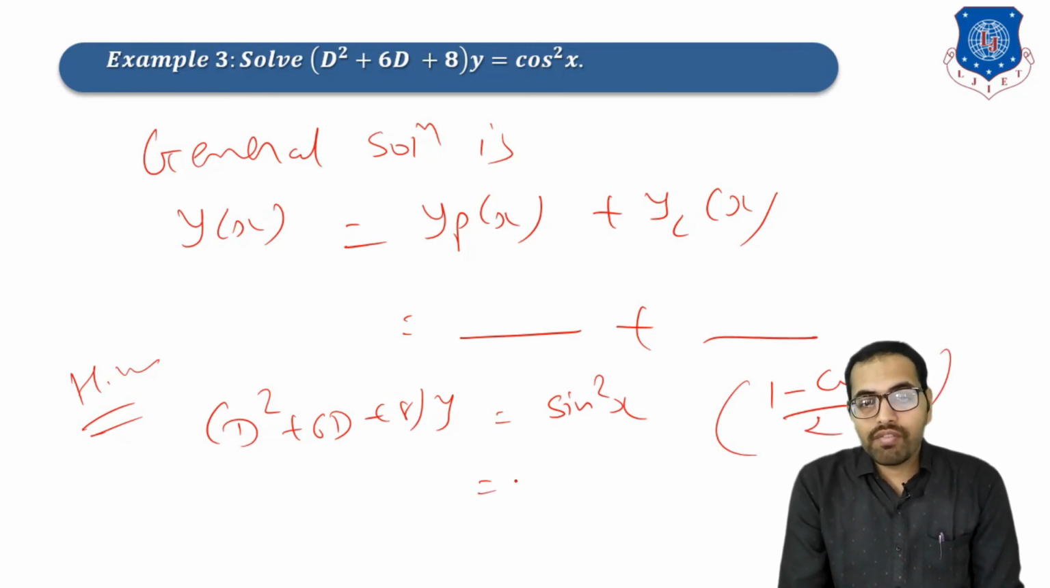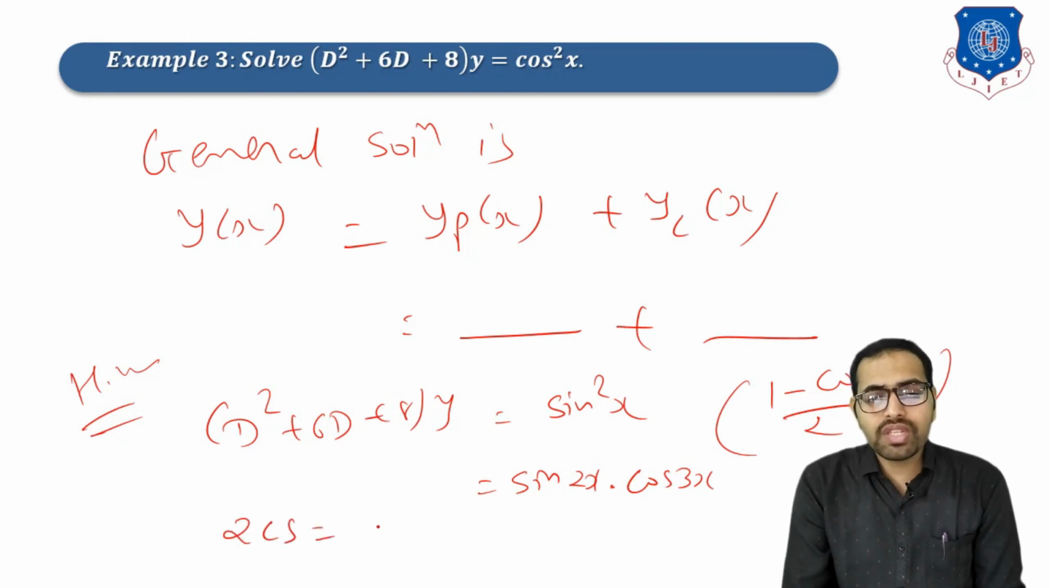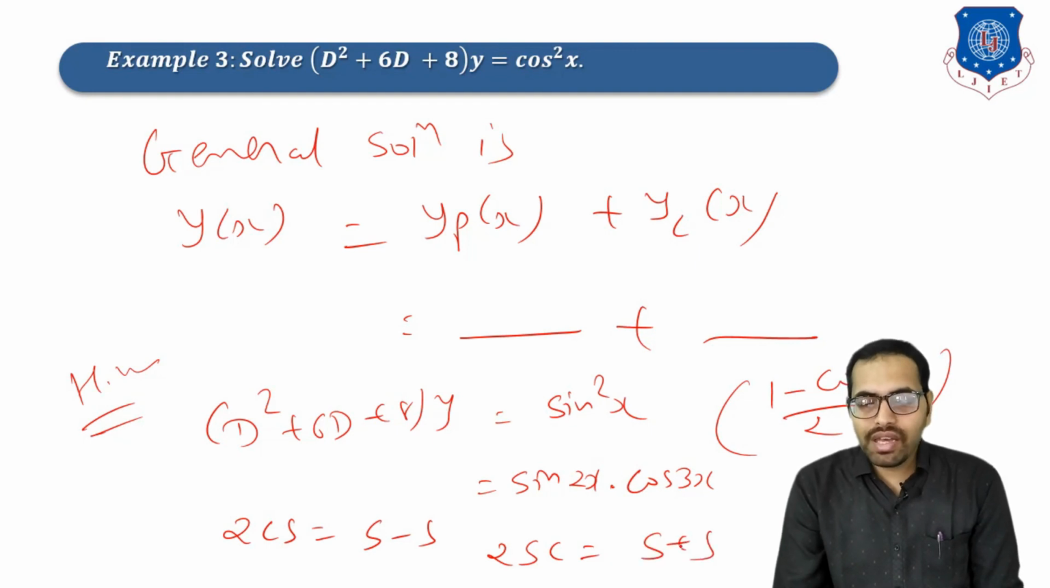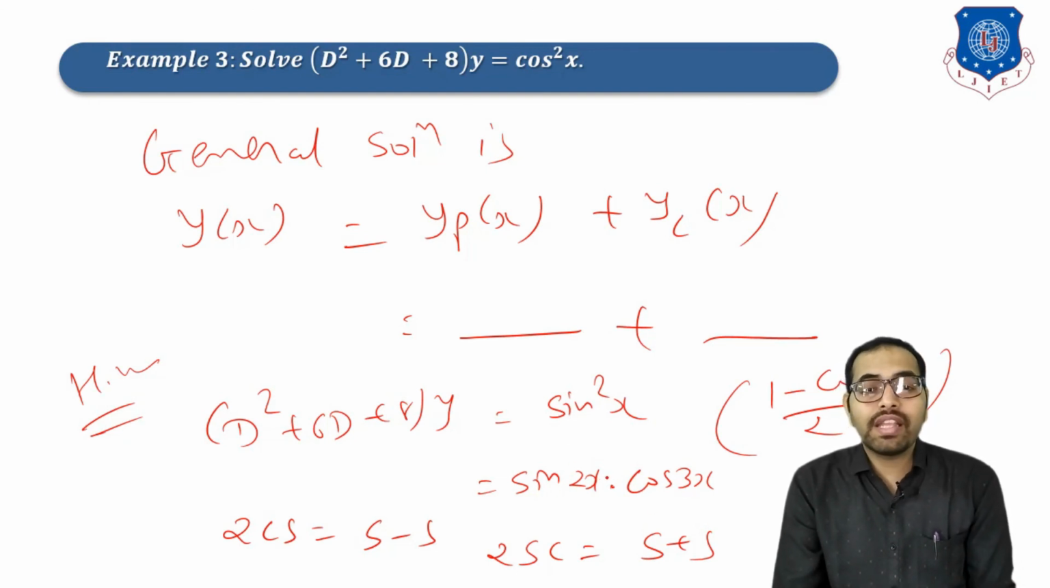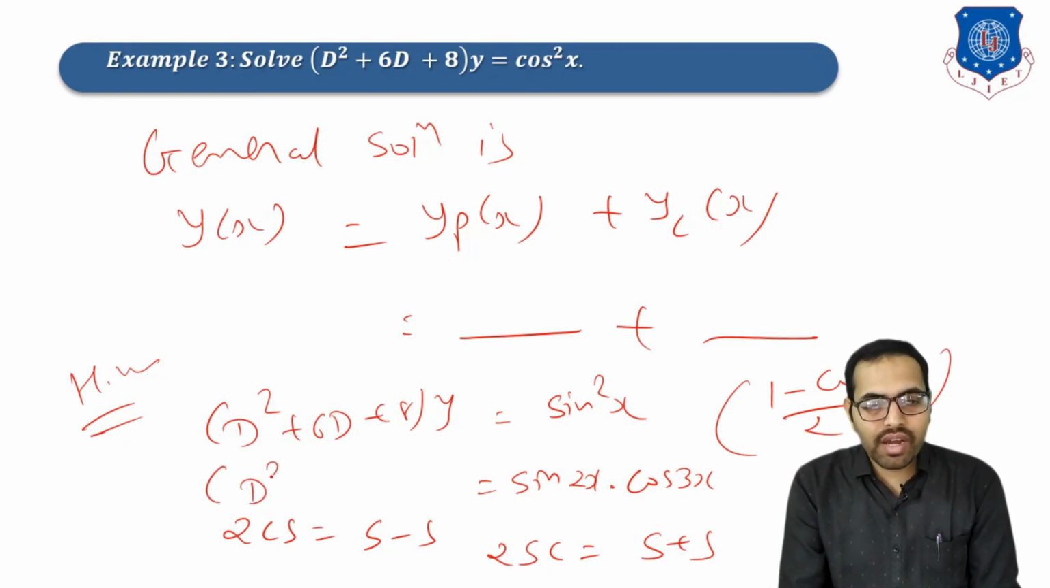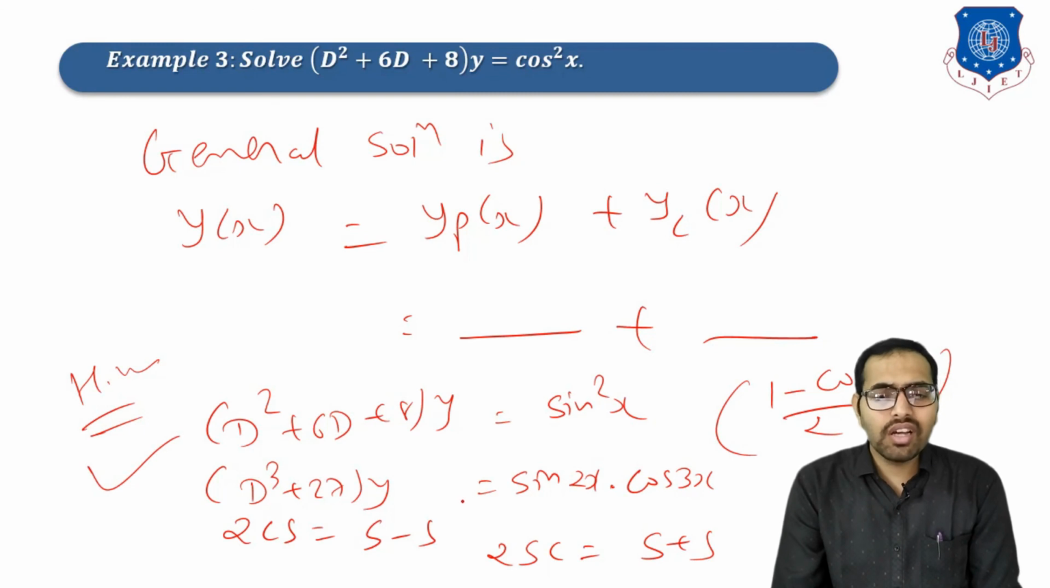Suppose here we have the function sin 2x into cos 3x. Then what do we have to do? We cannot apply it as a product form. Then we have the formula 2 cos A sin B equal to sin A minus sin B, or 2 sin A cos B equal to sin A plus sin B. Then according to that formula, we can simplify that term and find the yc and yp. You can try yourself. Here D cube plus 27 of y is equal to this term. Both these examples are given as homework, as a tutorial.